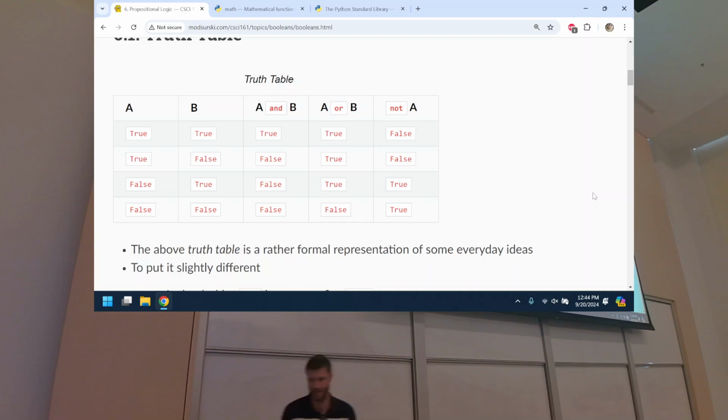So right now I have a truth table. And what I've done is on the far left, I've got A and B. A and B are just two statements of fact that can be evaluated to true or false. And I'm only going to think about these things in terms of true and false. Okay? Now, a statement can be evaluated to true or false.